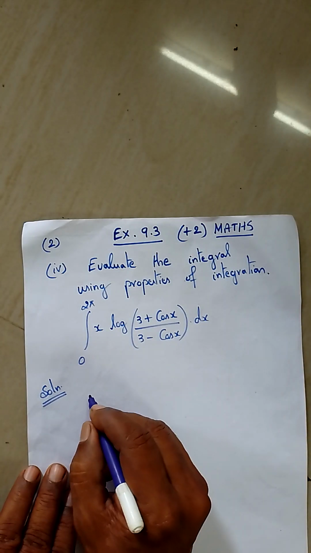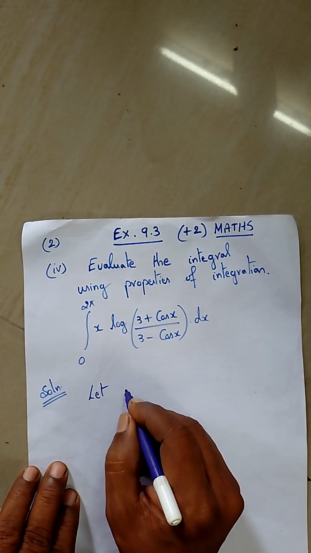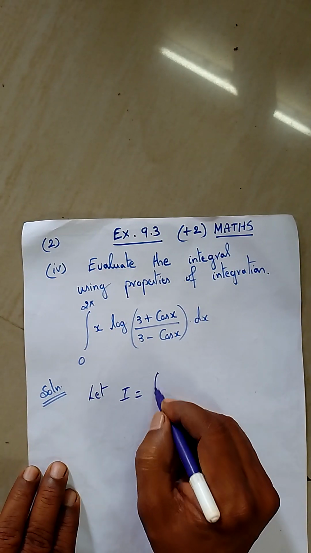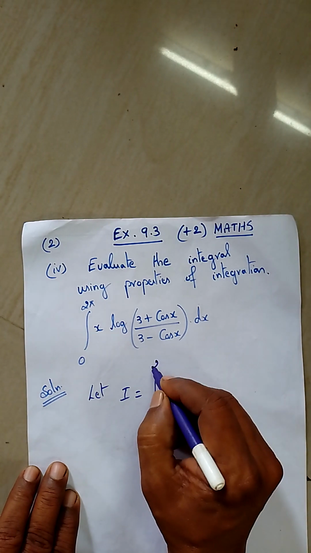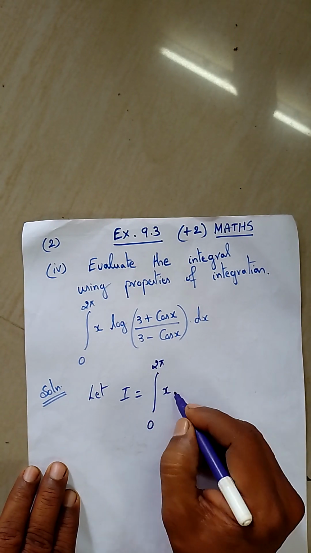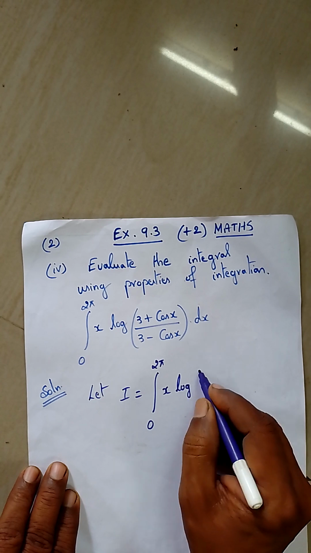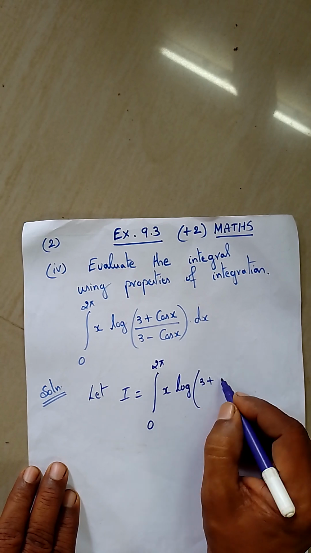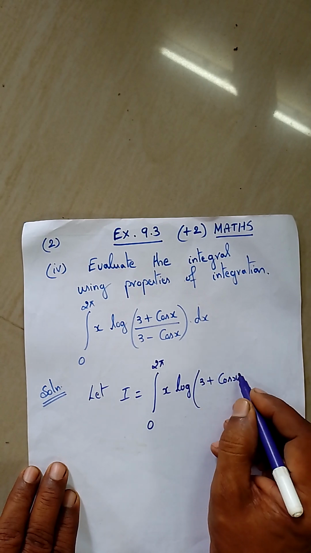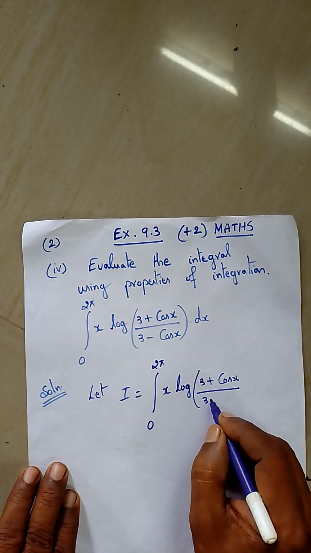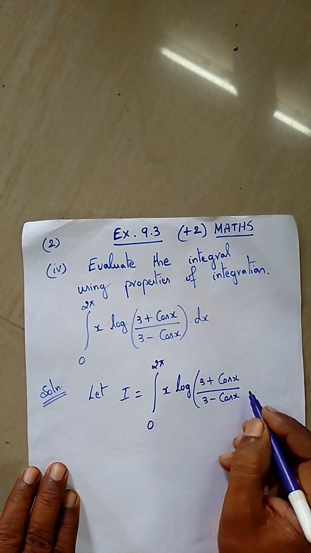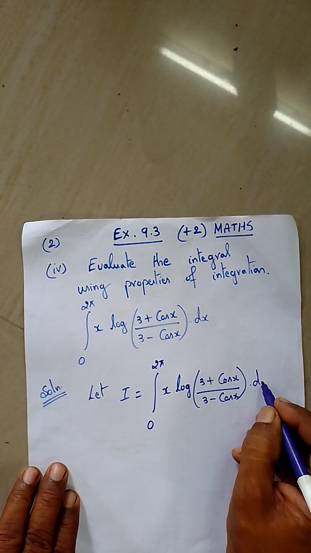So now let I be equal to the integral from 0 to 2π of x log((3 + cos x)/(3 − cos x)) dx.